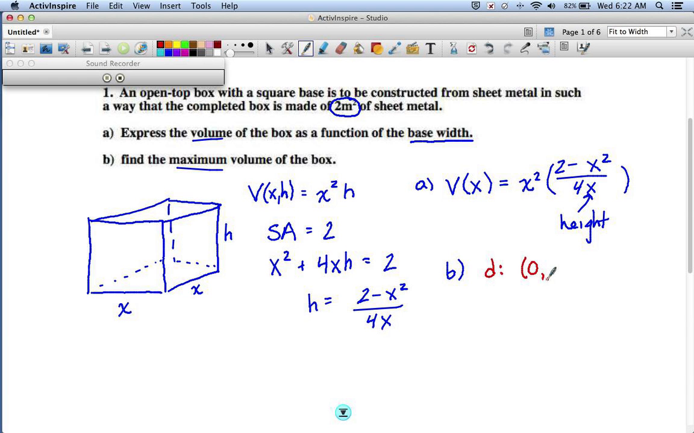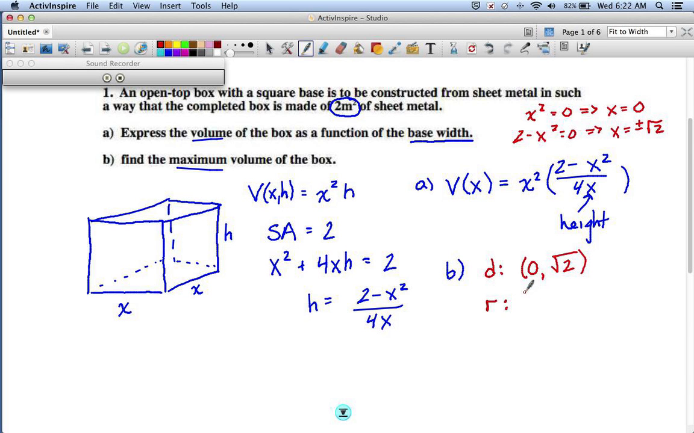And the biggest our width can be, look at the zeros of our function, right? We have x squared equals 0, and we have 2 minus x squared equals 0. This is how we got x equal to 0. And through this method, we'll get x equal to plus and minus the square root of 2. However, we clearly know that negative square root of 2 is not an option. So our domain is 0 to root 2.